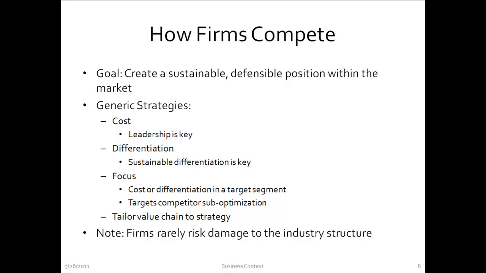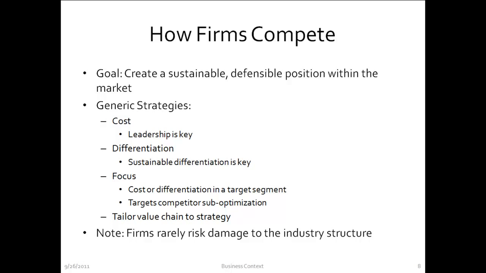So the generic strategy of cost is simply low cost. Okay, so one firm decides that it's going to compete by being the lowest cost provider within an industry structure, and that's how it chooses to compete. The second way that a firm might compete is through differentiation, which is to say that it positions its products also within an industry structure as somehow being different from somebody else's product. And if it is able to successfully do that, then it would be able to successfully compete.